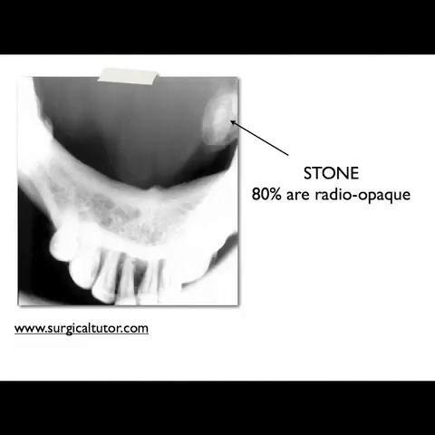And here you can see an X-ray showing a stone, but it's important to remember that 80% are going to be radio opaque. And that's the kind of situation when you might need the sialogram.